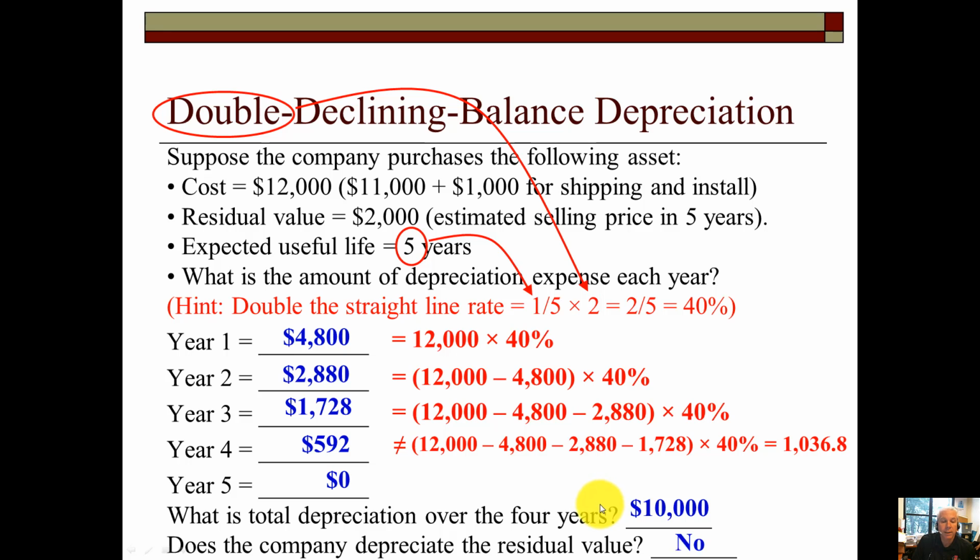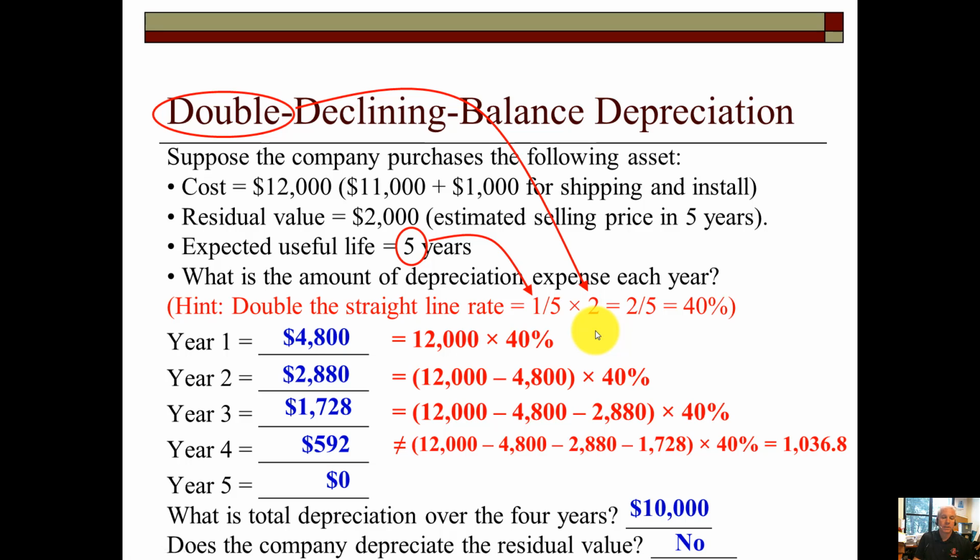No, they do not, just like straight line. So really the only difference between straight line and double declining balance is, number one, that the depreciation rate is double the straight line rate. Two, we initially ignore the residual value in estimating the depreciable base, which is cost minus residual value. We just base the depreciation in this method on the beginning of year book value, where beginning of year book value is cost minus accumulated depreciation. And that's basically how this method works.